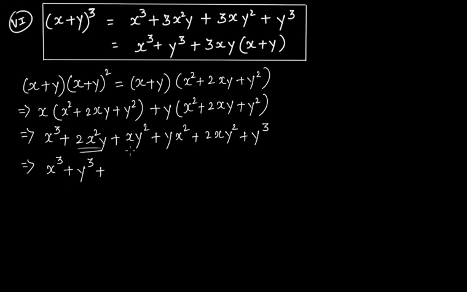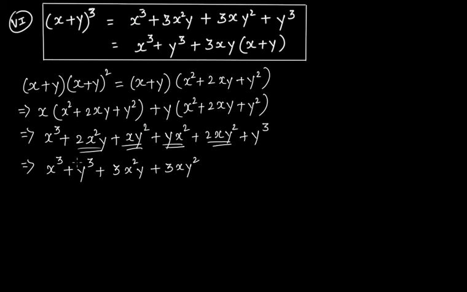So this 2x squared y and this yx squared, both these two are like terms, because this is x squared y and this is yx squared. It means that it is x squared y only. Right? So the variables are the same. So this is 3x squared y. In the same way, here we have xy squared and here you have 2xy squared. It means that it is 3xy squared. These are like terms. Right?